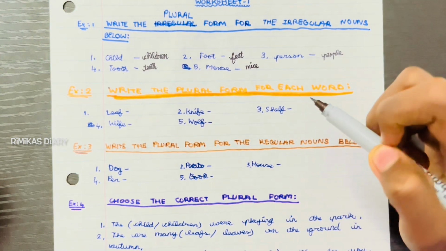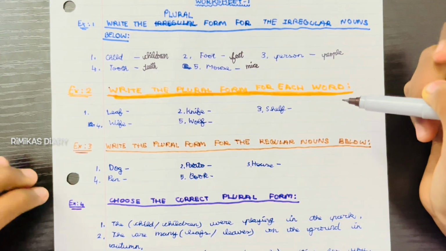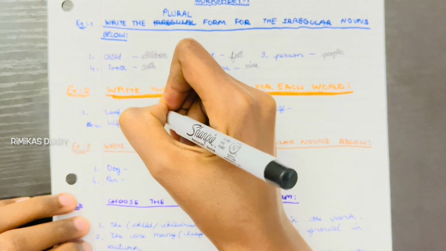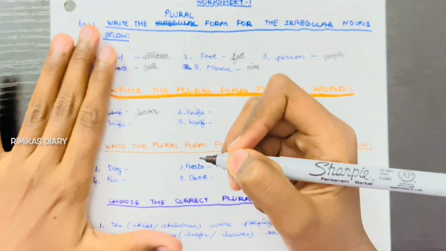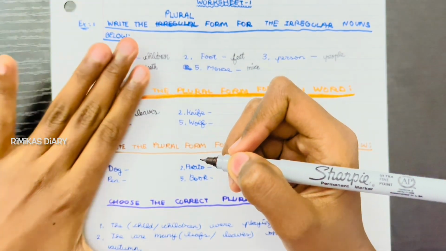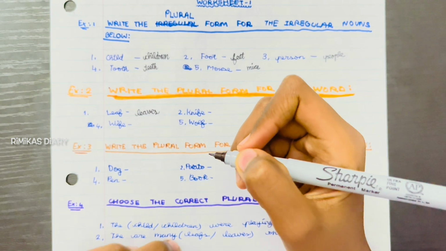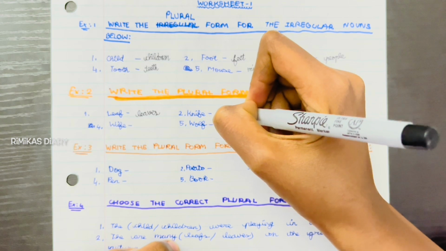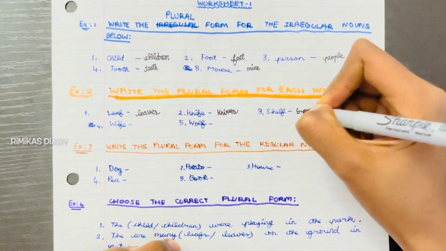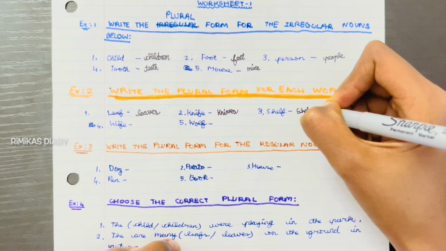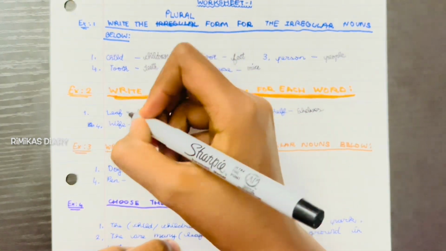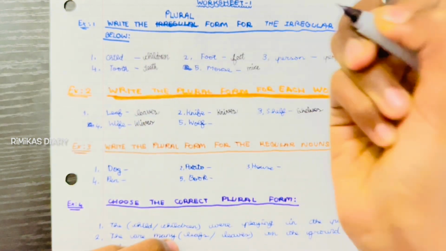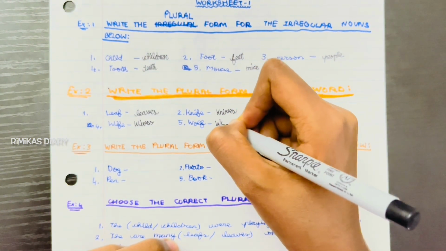Exercise 2. Write the plural form for each word. Leaf, leaves. So I'm taking out the F and replacing it with V and adding ES at the end. Knife, knives. Shelf, shelves. Wife, wives. Wolf, wolves.